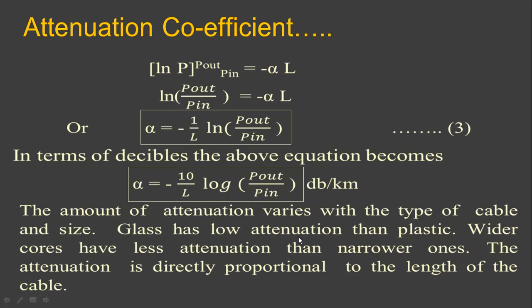So the amount of attenuation varies with the type of cable and size. Glass has lower attenuation than plastic. Wider cores have less attenuation than the narrower ones. And the attenuation is directly proportional to the length of the fiber cable.